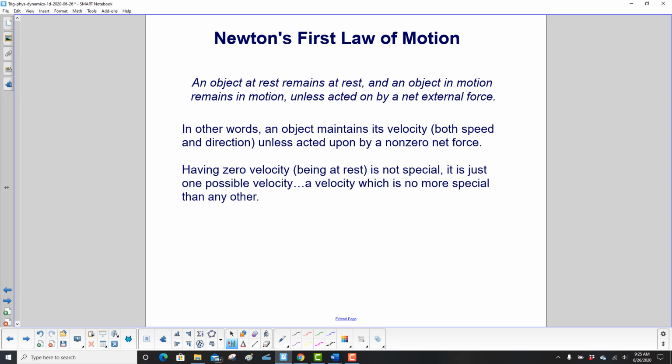Newton's first law of motion. An object at rest remains at rest, and an object in motion remains in motion unless acted on by a net external force. In other words, an object maintains its velocity, which is both speed and direction, unless acted upon by a non-zero net force. Having zero velocity, which is another way of saying being at rest, is not special. It is just one possible velocity, a velocity which is no more special than any others.